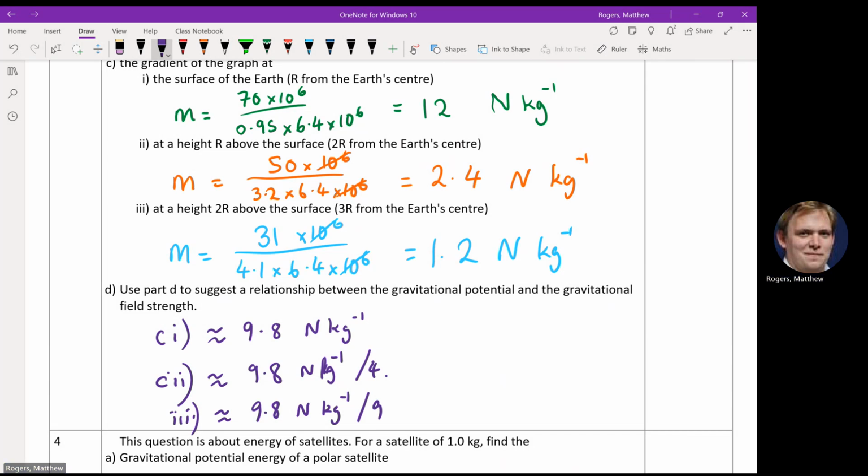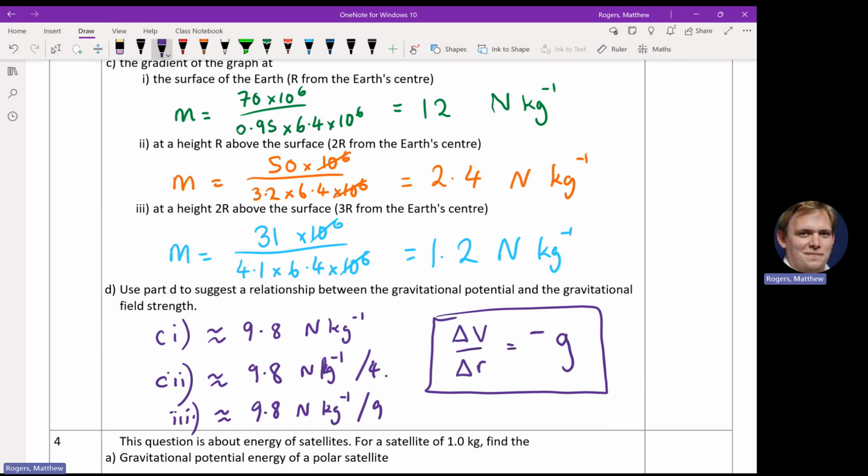then hopefully we can see that the gradient of the gravitational potential graph, so that would be dV by delta R, is equal to, we might be tempted to put the gravitational field strength here, except we know that this graph has a positive value and the gravitational field strength is always negative. So this graph is suggesting to us, hopefully, that the gravitational field strength is equal to minus the gradient of the gravitational potential.